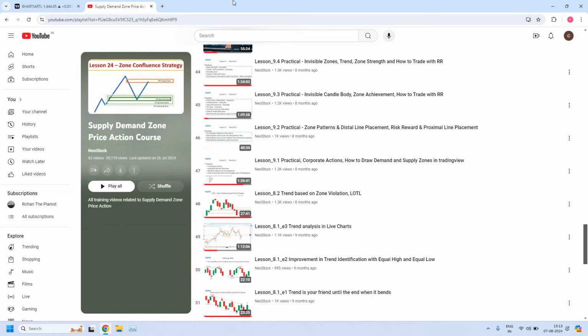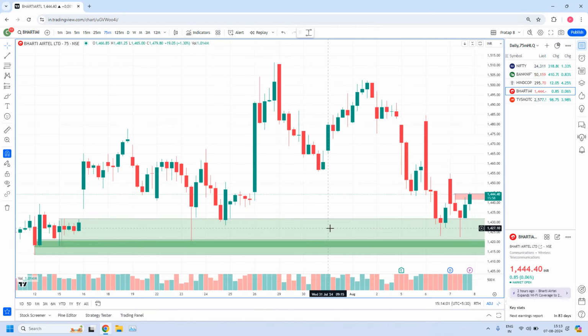Now let's get into the analysis of the high liquidity zones generated by the NeoStock software yesterday after the end of the market hours. From our software-generated list, we have identified 3 high liquidity zones: Hindustan Copper, Bharti Airtel and TVS Motors. First, let us look into Bharti Airtel. You have a lot of learning from this particular chart.